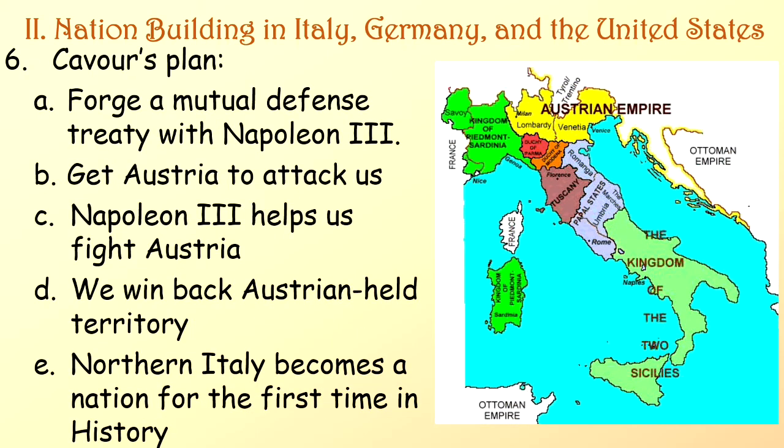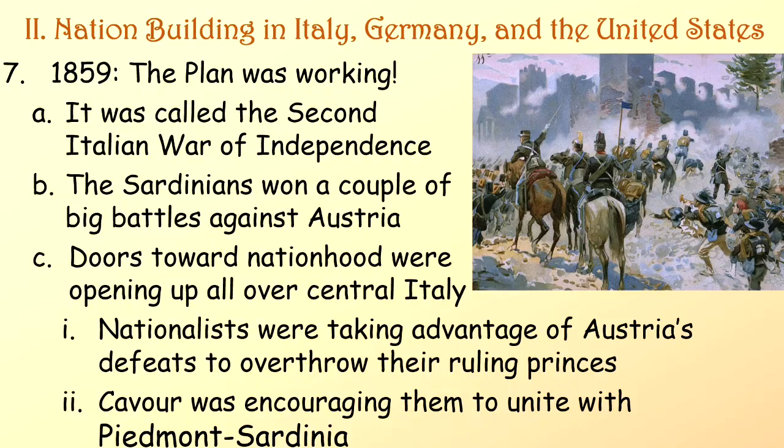Cavour's plan was this: forge a mutual defense treaty with, of course, Napoleon III. Get Austria to attack, Napoleon III helps fight Austria, and we win back Austrian-held territory, and northern Italy becomes a nation for the first time in history. In 1859, the plan was working. It was called the Second Italian War of Independence, and the Sardinians won a couple of big battles against Austria.